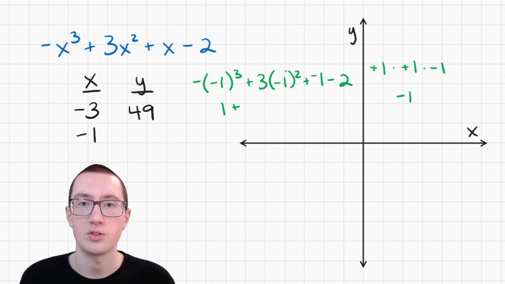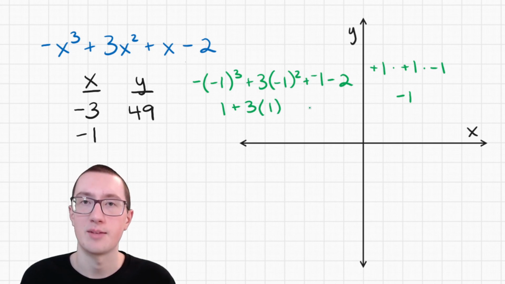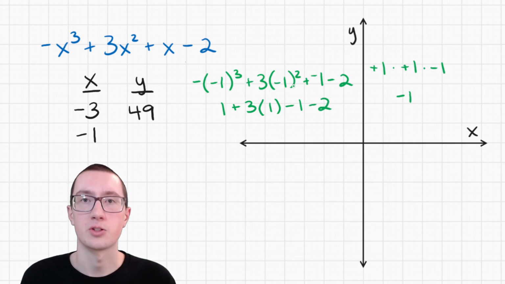Two negatives make a positive, so that's going to be 1. So we're going to have 3 times 1. Then we're going to have plus -1. That's the same thing as just saying -1. So we're going to put -1 minus 2. Then let's go ahead and clean this up.